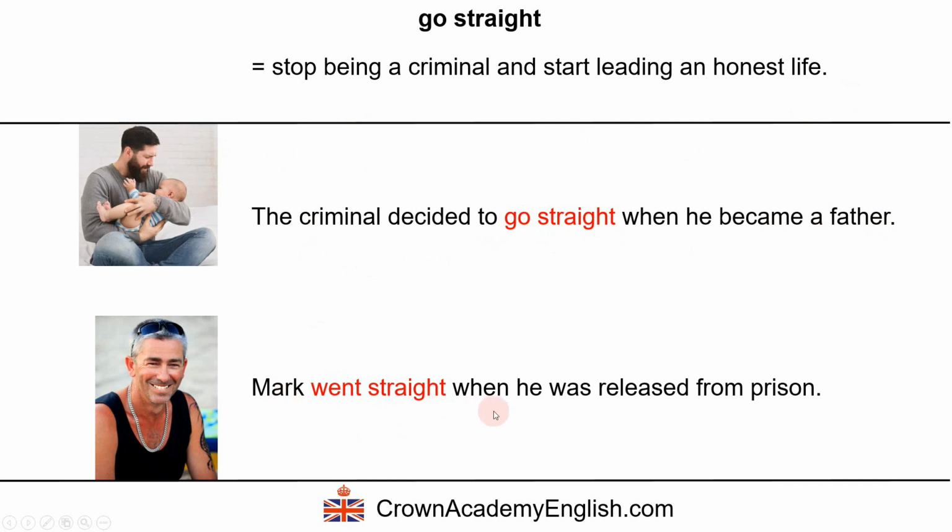And Mark went straight when he was released from prison. So when he was released from prison, this means when he was allowed to leave the prison. So when he left prison, again, he decided to stop being a criminal and to start leading an honest life. So "went" is, of course, the past form of the verb "go." So this is the past tense.